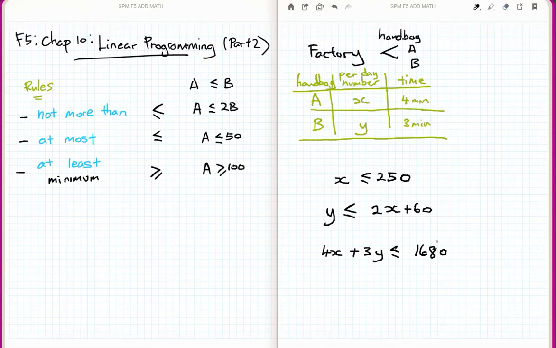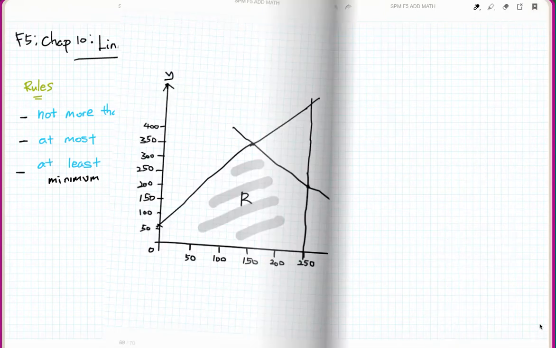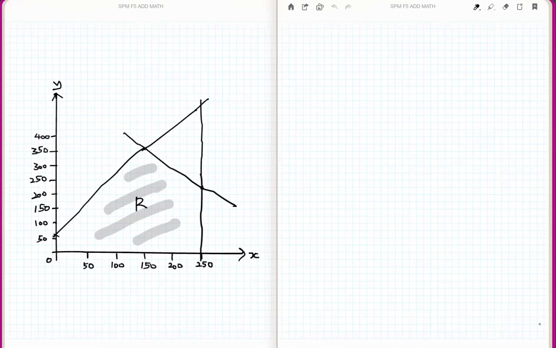Okay, so with that, then you have 3 equations. Then first part, write down 3 inequalities. This is what you get, besides x is more than 0 and y is more than 0. Then using 2 cm represents 50 bags for both axes, shade the region. So if you have a graph paper at home, then you should have a graph that looks like this.